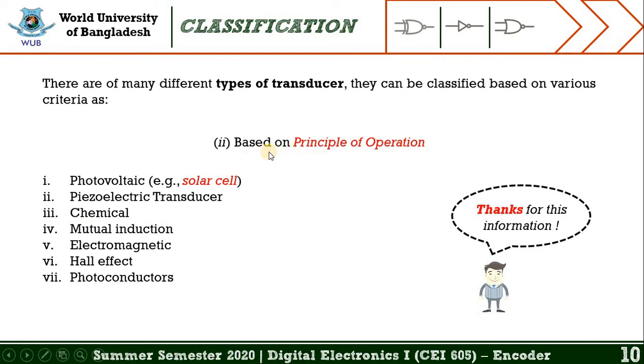Now another criterion is based on principle of operation. Number one, photovoltaic such as solar cell. Next one, piezoelectric transducer. Next one, chemical. Next one, mutual induction. Next one, electromagnetic. Next, Hall effect. And the last one is photoconductors.